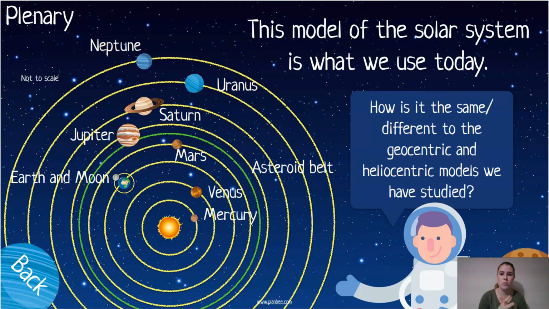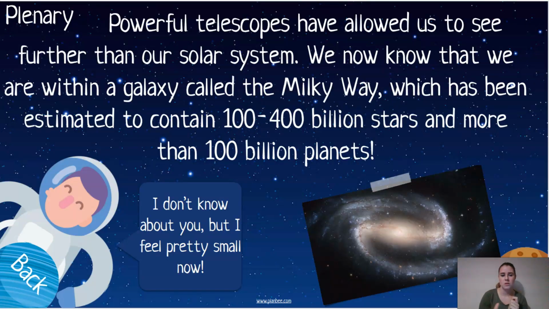So this is the new model that then adds those 2 planets here. So we've got Uranus and Neptune, which is the furthest one away, okay? Now have a think about this. How is it the same and how is it different to both the models that we've studied? Well, if we look at it, we can see we still have the orders of the planets, but we have more outside of our solar system.